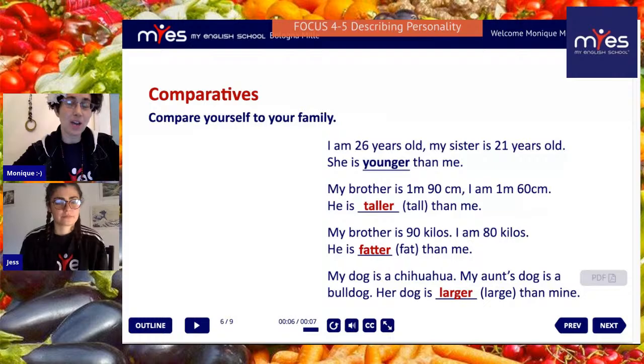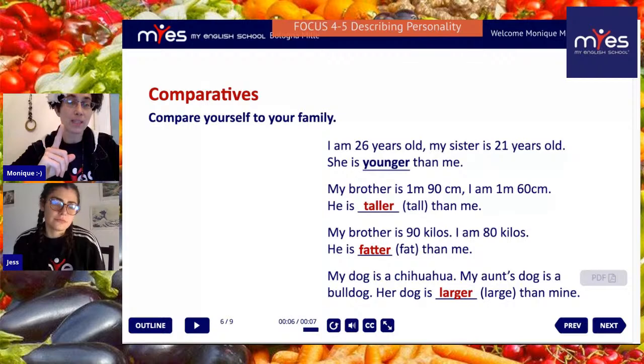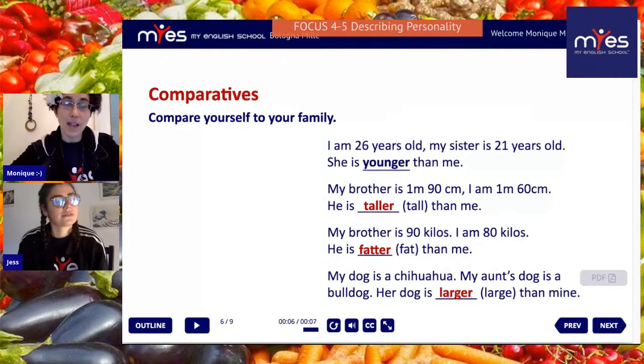Yes, and my dog is a chihuahua, which is also a very large region in the north of Mexico. It's called Chihuahua. I've been to that area. My aunt's dog is a bulldog. Her dog is larger than mine.